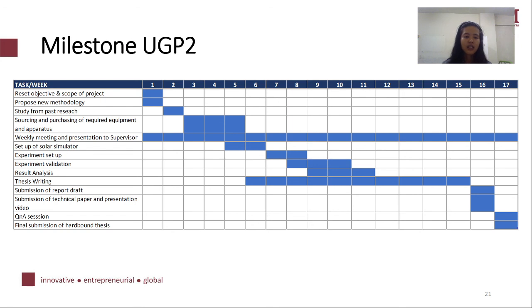Here is the Gantt chart of my UGP2, where I am currently in the second last week of my UGP2.